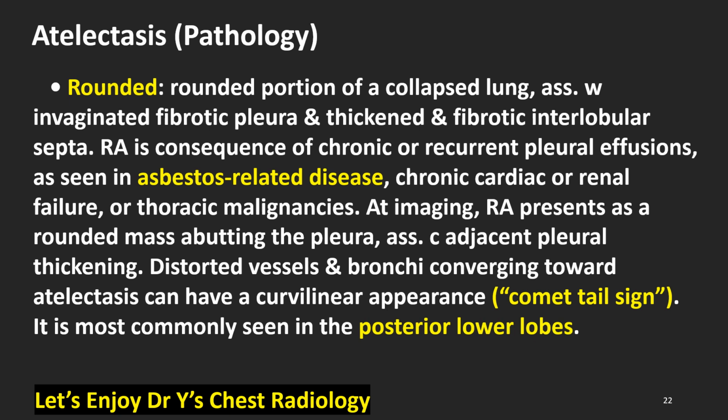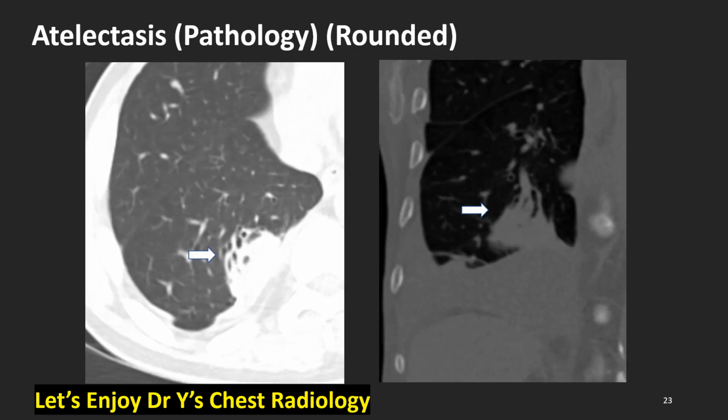Distorted vessels and bronchi converging toward atelectasis can have a curvilinear appearance, the comet-tail sign. It is most commonly seen in the posterior lower lobes. Atelectasis pathology, rounded. Arrows indicate rounded atelectasis. In other words, comet-tail sign.